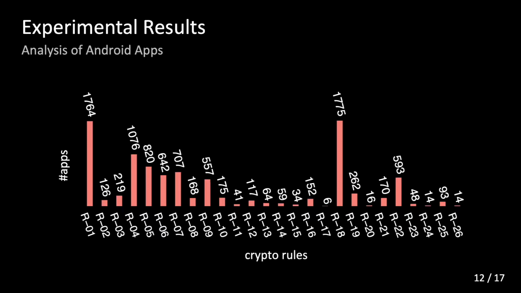The x-axis reports the number of the rule, while the y-axis reports the total number of applications that violate that rule. Let's discuss the results for a few rules. A very high number of applications use broken hash algorithms and unsafe random generators. These numbers are very high because they account for secure uses of hash algorithms and random number generators for non-sensitive data. Unfortunately, it is not easy to discriminate the unsafe uses from the safe uses in these situations.